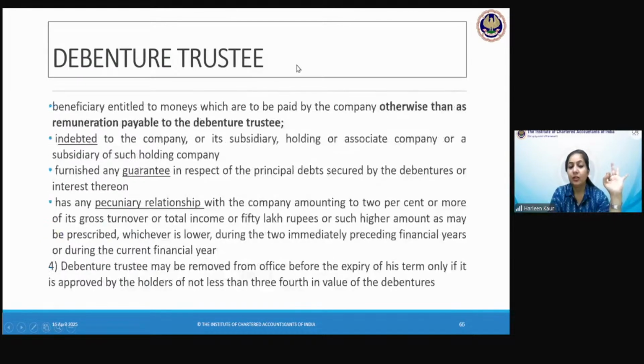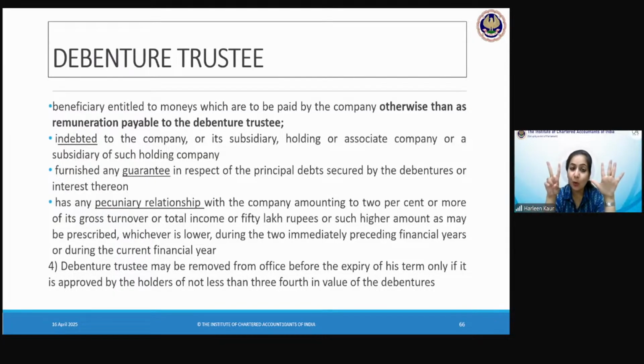4th point. Can I pay any money to this debenture trustee? No, the company should not be paying other than the remuneration. Remuneration क्या होता है? Salary. Salary दे सकते हो, उसके अलावा आप कोई भी पैसा debenture trustee को नहीं दो. You shall not be indebted to the company. कोई कर्जा नहीं होना चाहिए आपके सिर पे कंपनी या सब्सिडरी या होल्डिंग कंपनी को लेकर. You shall not have given any guarantee for the principal debts. So how are we going to learn these next 3 points? No payment to be received other than remuneration. Not indebted towards the company or subsidiary or holding. Not given any guarantee towards the company.